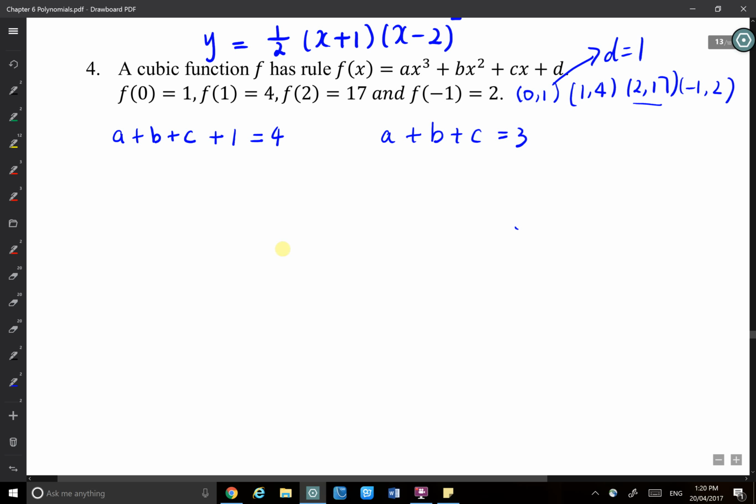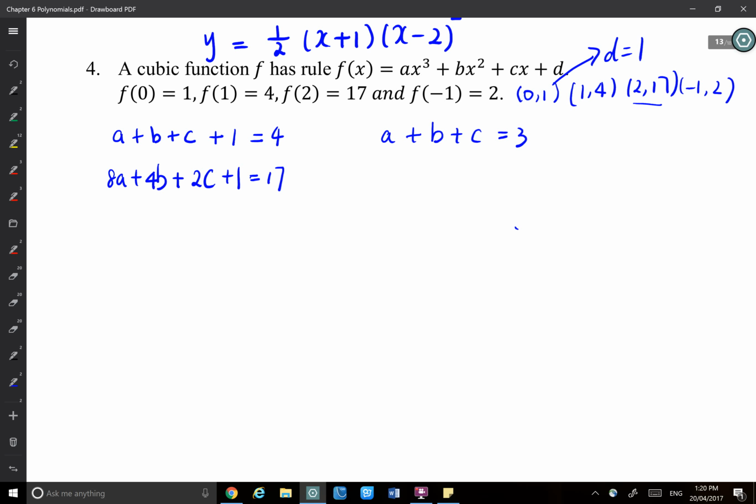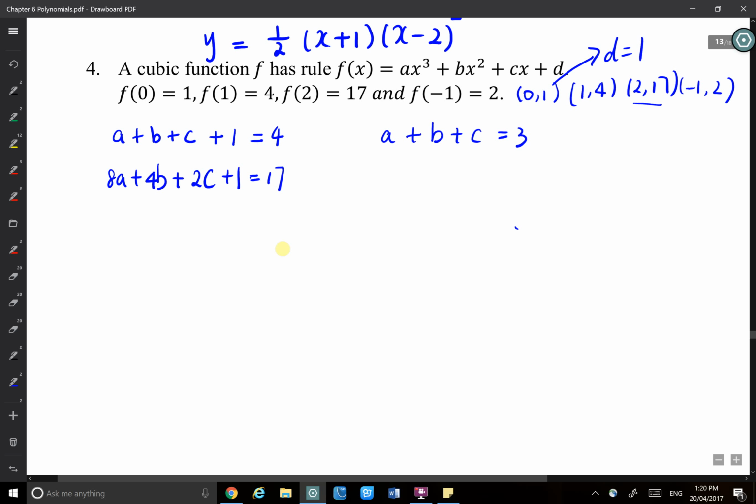And (2, 17). Okay. 2 gives you 8a plus 4b plus 2c plus 1 equals 17. Okay, substitute 2: 8a plus 4b plus 2c plus 1 equals 17. If you subtract that to this side, you have 16 here. And you can divide this by 2. So you have 4a plus 2b plus c equals 8. Okay, that's the second equation.